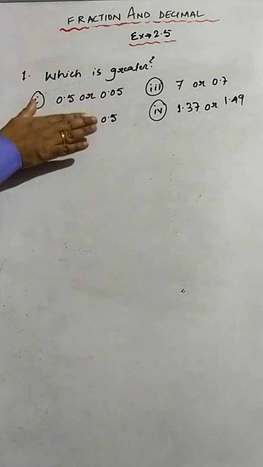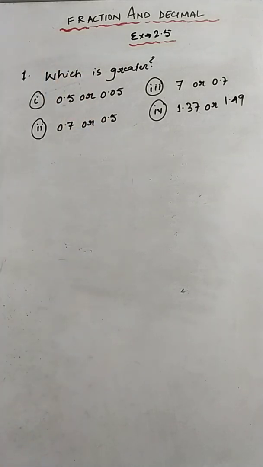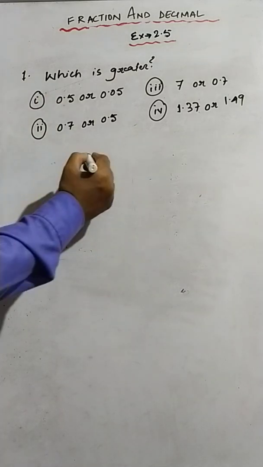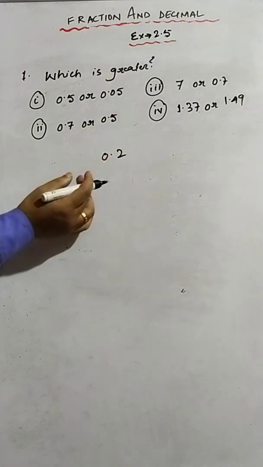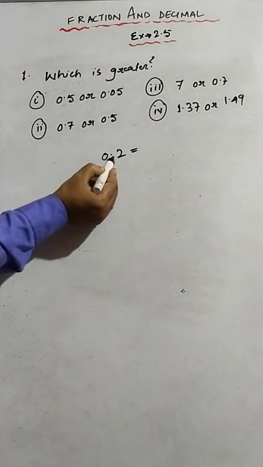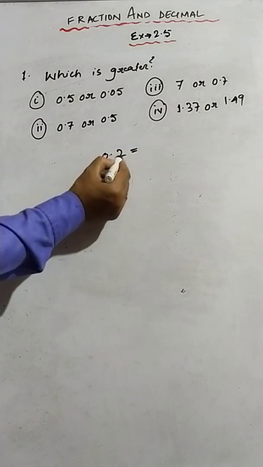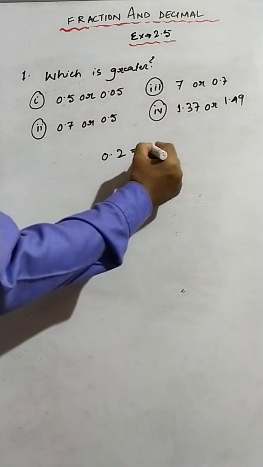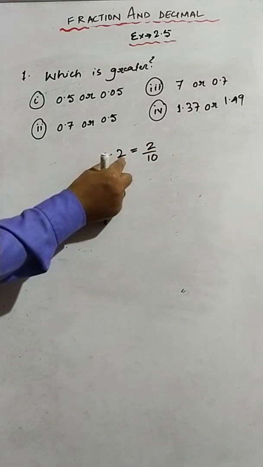Before we get on with this, I just want to tell you how to convert a decimal into fractional form. So what is the concept? You should know this. Suppose a number is in the form of 0.2. If I want to convert this 0.2 into fractional form, we have to consider the digits on the right hand side of the decimal. How many digits are there? 1. So we can write 2 by 10. This is how we will convert the decimal form to a fractional form.